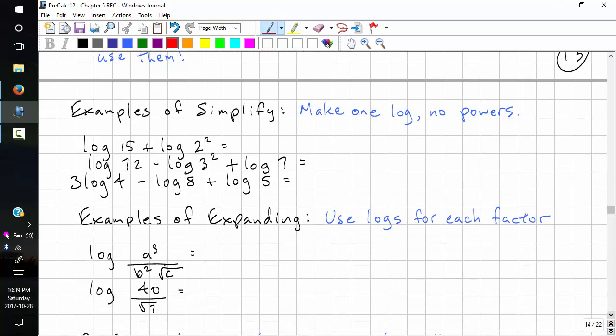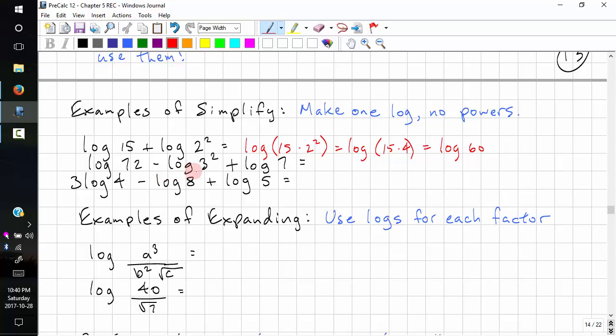Okay, let's look at some examples of problems. So we have to simplify. That means to make one log and not to have any powers. Okay, so we have log of 15 times 2 to the power of 2, and this is all one parameter. So this is log 15 times 4. The brackets are not necessary, but they're there to make it clearer. So we multiply 15 times 4, we get log 60.